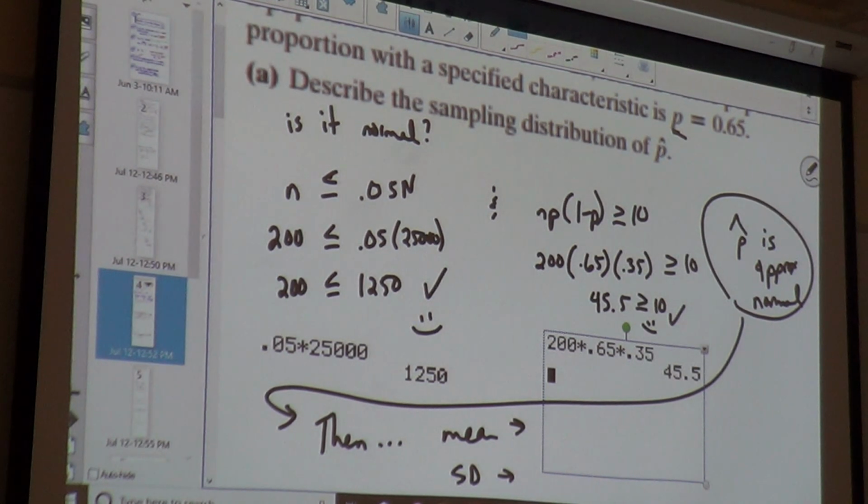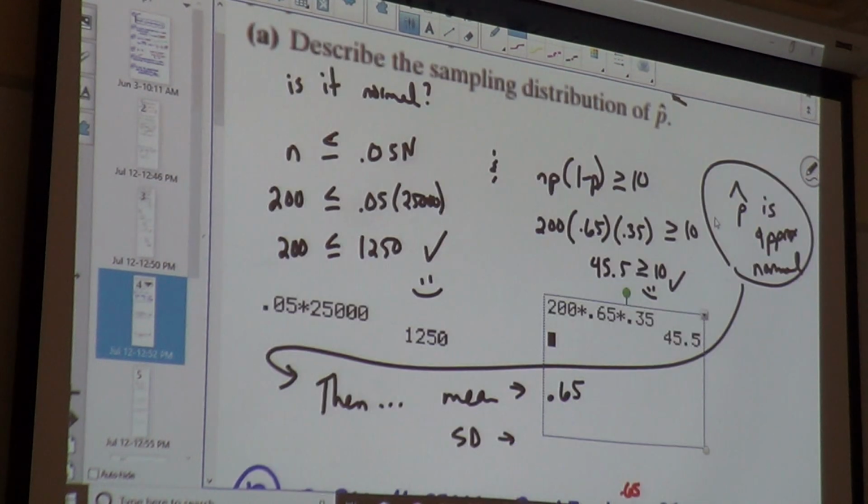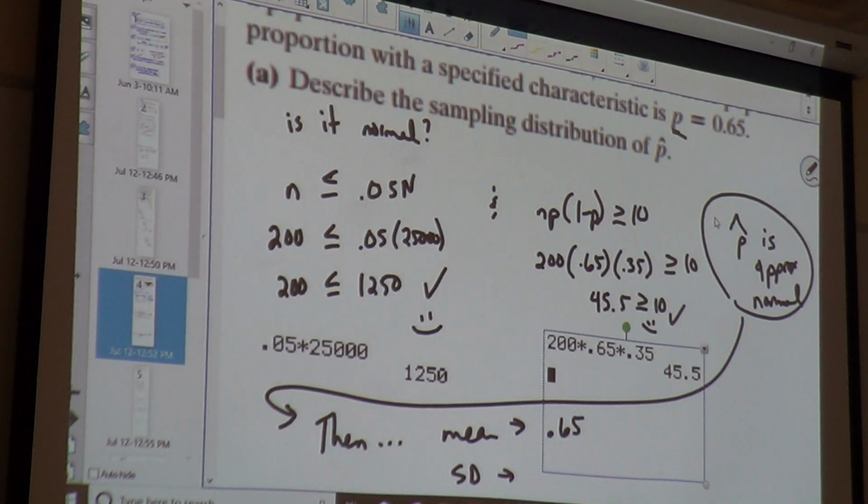What is my mean going to be? 0.65. My mean is going to be that p, because there are no other things in the problem that tell me. I'm asking 200 people in my sample. I'm asking 25,000 people in my population. So the only real data is 65%. So that's going to be my mean. How am I going to get my standard deviation?